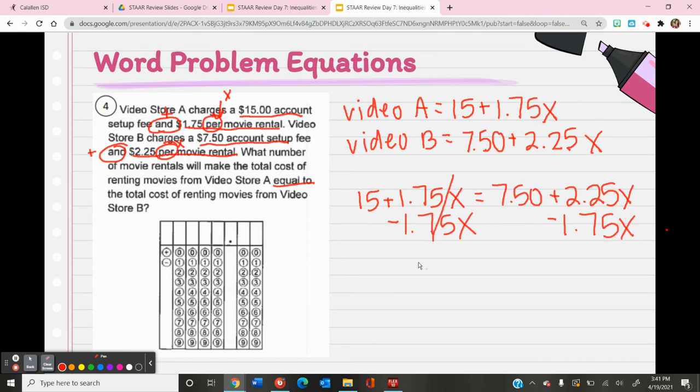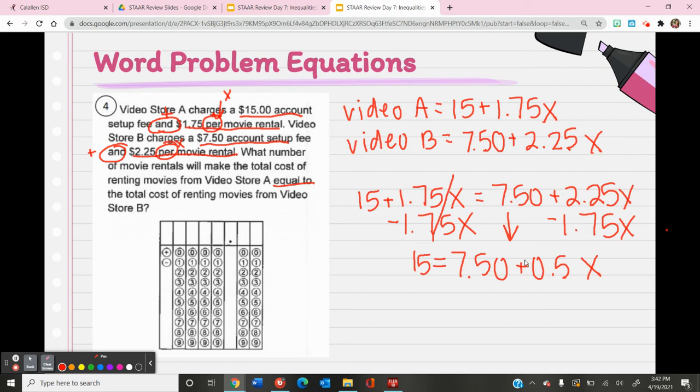This cancels out. I'm left with 15 equals. I'm going to go ahead and bring this down, 7.50. Then I have 2.25 minus 1.75, that equals 0.50, so 0.5x.